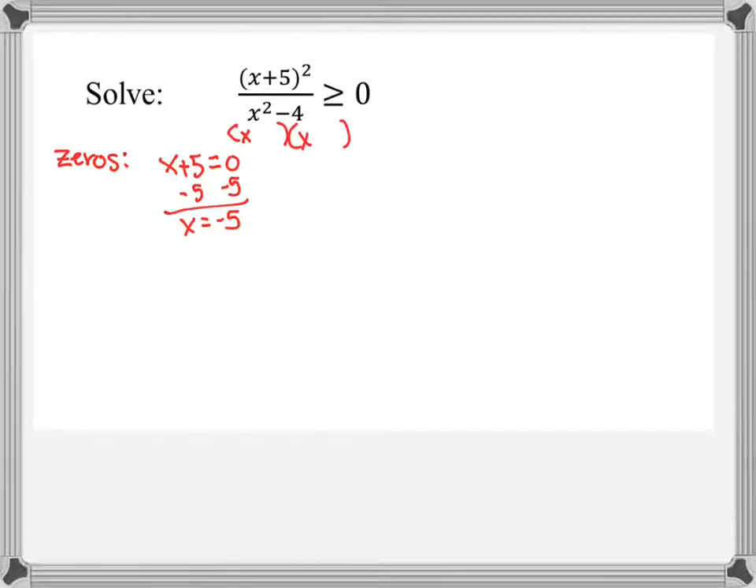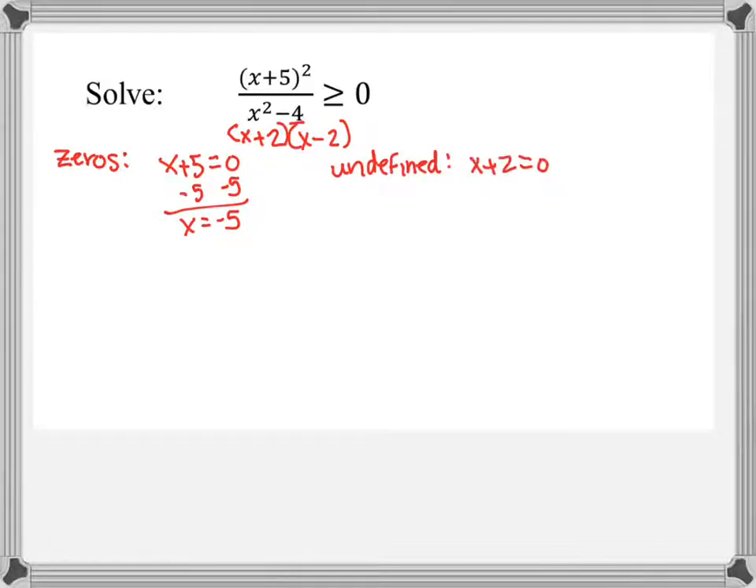Now, before we try to find the undefined values, we need to factor the denominator. This is a difference of squares because x² is a perfect square and 4 is a perfect square. It is a difference between the two, so the square root of x² is x, and the square root of 4 is 2. One of these gets a plus, the other one gets a minus. So x² − 4 factors to (x + 2)(x − 2).